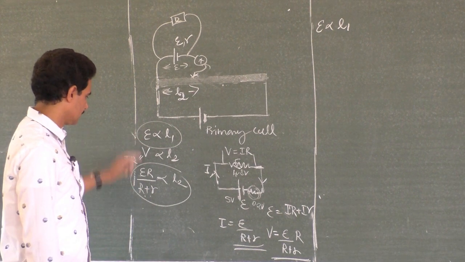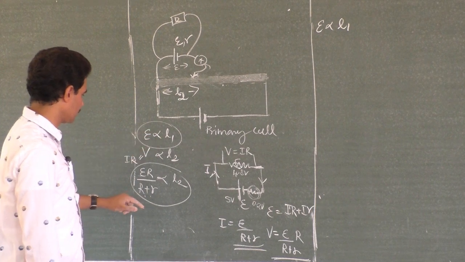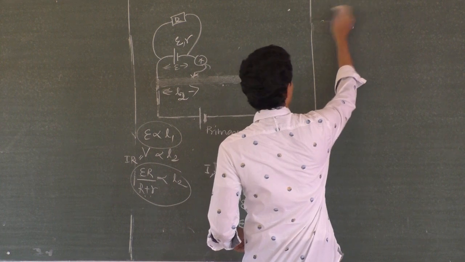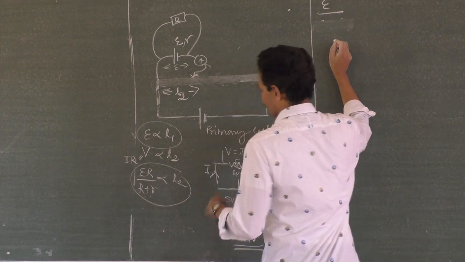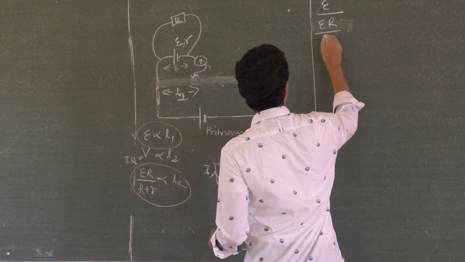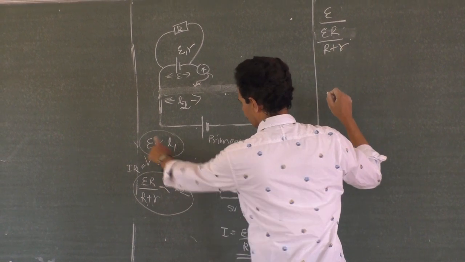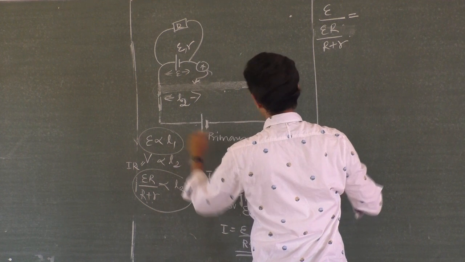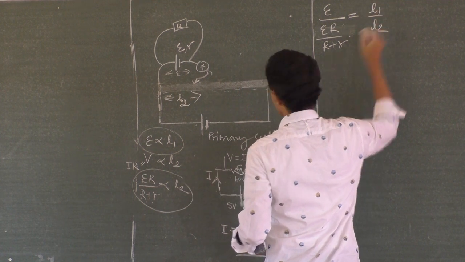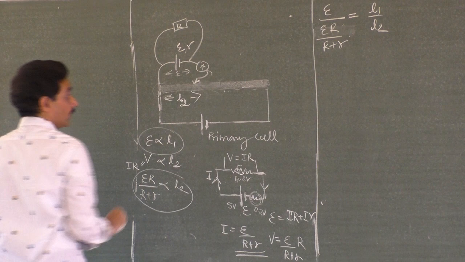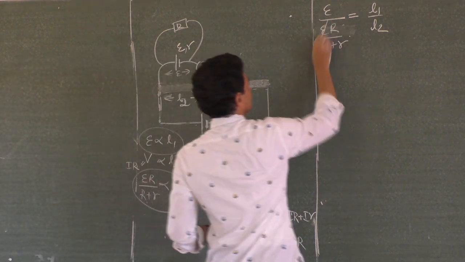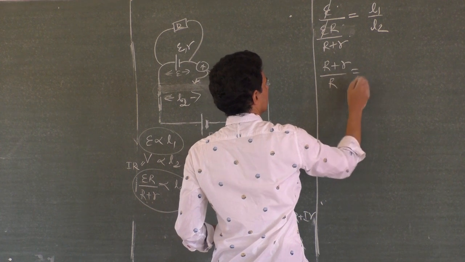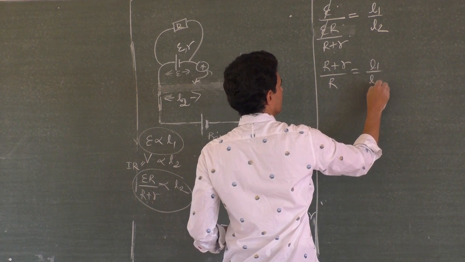Now divide these two. Can I divide these two? E is proportional to L1. ER by (R plus r) is proportional to L2. So E divided by ER by (R plus r), left hand side, this by this, is equal to L1 by L2, since the constant of proportionality gets cancelled. What? E gets cancelled. So this goes to the numerator. (R plus r) by R is equal to L1 by L2.